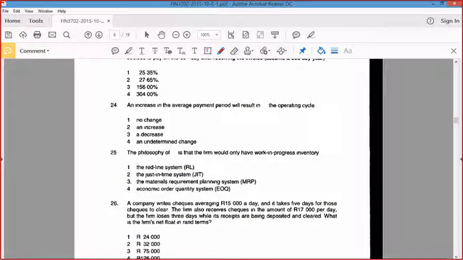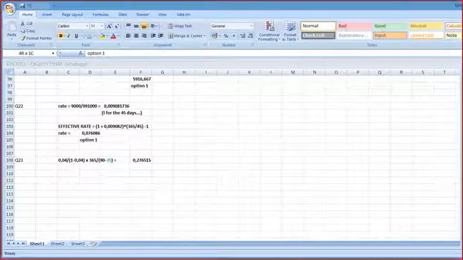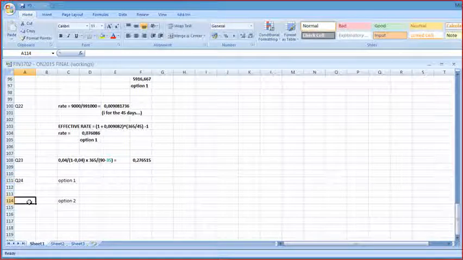Okay, 24 and 25 were pure theory questions. An increase in the APP. What does the APP do to the operating cycle? Well, what is the operating cycle? It's the AAI and the ACP. Does the APP affect it? No, it doesn't. It's option 1. Right, number 25, a philosophy where the firm only has work in progress inventory. That's just in time. Okay, it's just theory. We don't have any stock sitting at the factory because holding stock is costly. So question 24, question 25.